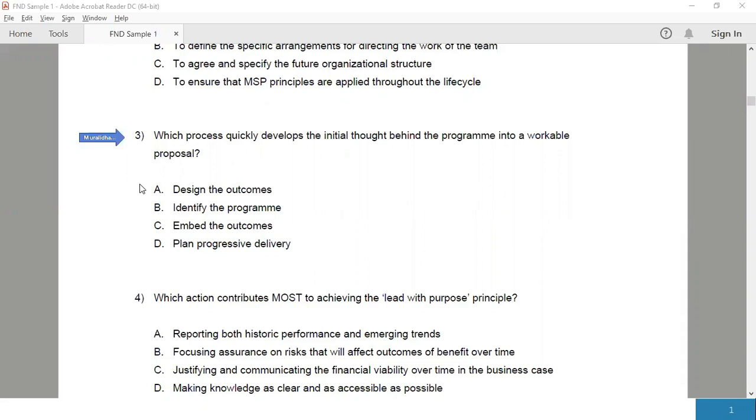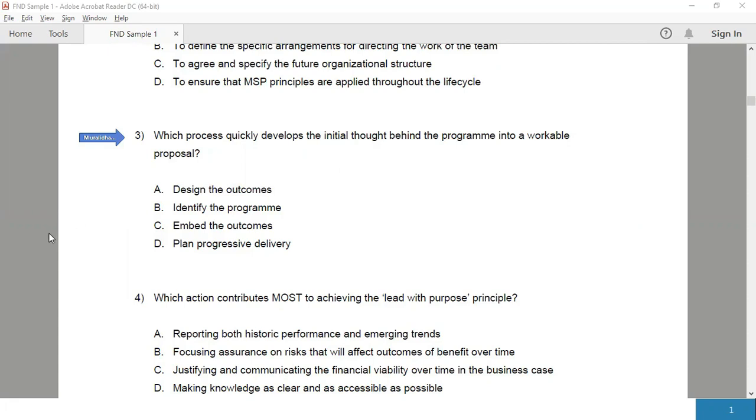We need to identify the process which quickly develops the initial thought for the program, which can be later on turned into a workable proposal. There are two clue words here, quickly and the initial thought. Option A, design the outcomes, works to establish solid foundations for the program. It's about understanding the program vision, the benefits, the risks, the target operating model, the gap between the current and future states before detailed planning of the program can be started.